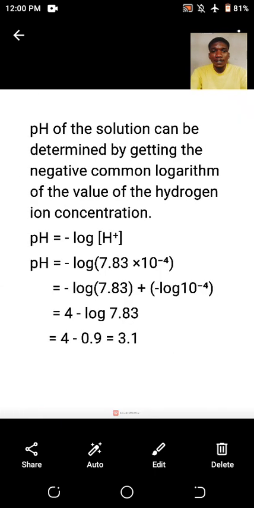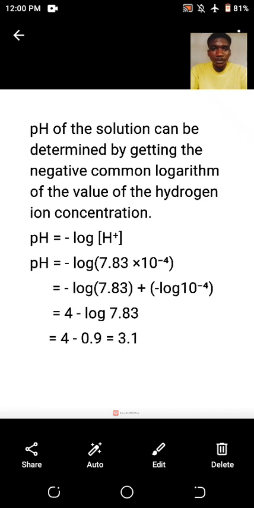Then we also have to calculate the pH of the solution. We have found the concentration of the hydrogen ion, and we are interested in finding the pH. The pH of a solution can be determined by getting the negative common logarithm of the hydrogen ion concentration. Therefore, pH is equal to negative logarithm of the concentration of hydrogen ion, and we have found the concentration of the hydrogen ion to be 7.83 times 10 raised to the power of minus 4.